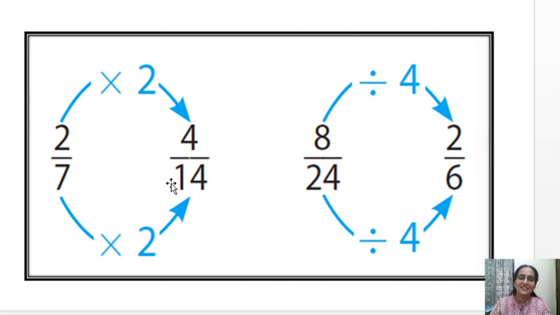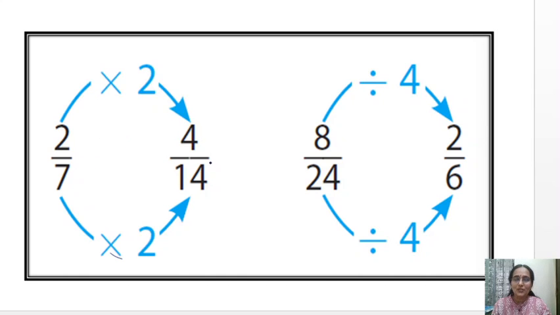You know how to get equivalent fractions, right? It's very easy for you now. You have learned from 4th standard onwards. Now how will you get an equivalent fraction for 2/7? By multiplying 2 you will get one equivalent fraction. 2 into 2 is 4 and 2 into 7 is 14. 4/14 is one equivalent fraction for 2/7.